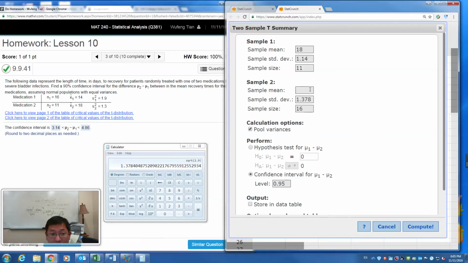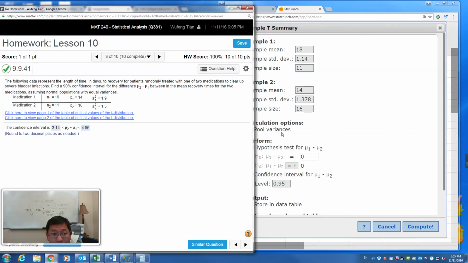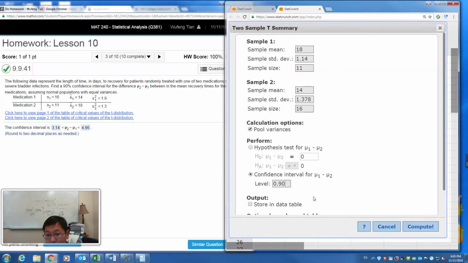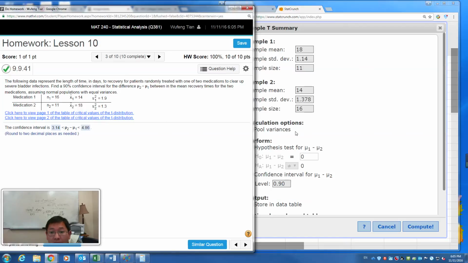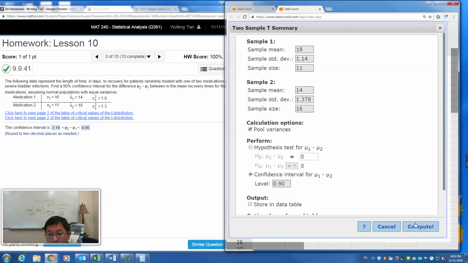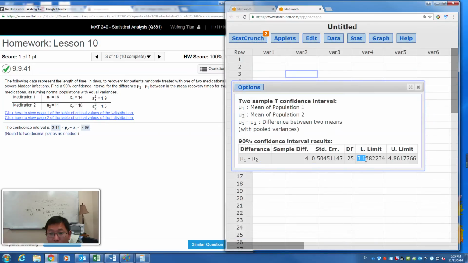And sample mean value 14. Okay: 16, 14, 1.378, 11, 1.14, 18, and what percent? 90%. They're from equal variance, so I check pooled variance and compute. You get 3.14 and 4.876. Okay.